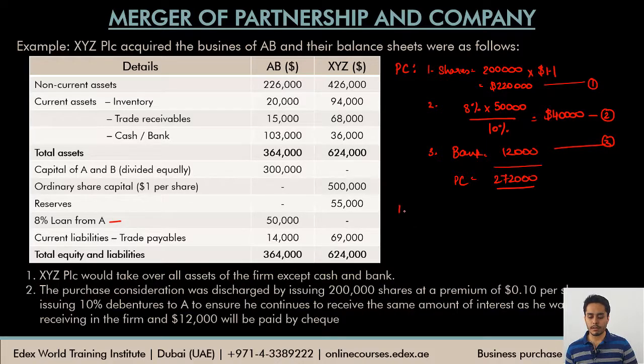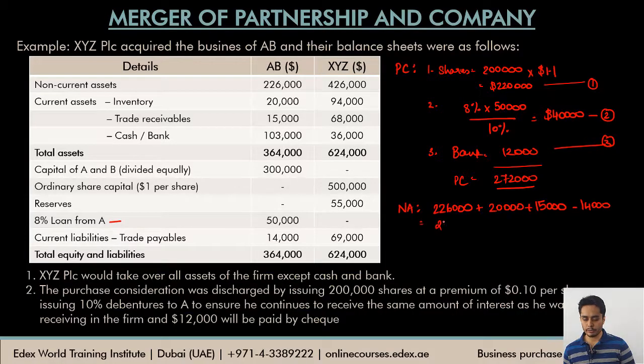Next, we need to calculate the value of net assets acquired by XYZ PLC. We will have to take the total of assets, deduct the liabilities. When taking the total of assets, the market value of assets are not given, so we will assume here that the book values are only considered. So non-current assets of 226,000 plus inventory of 20,000 plus 15,000 receivables. Cash and bank balances are not acquired, minus 14,000 for trade payables.